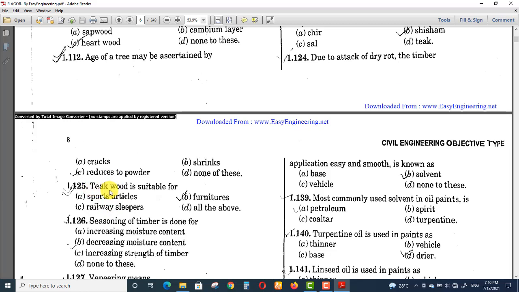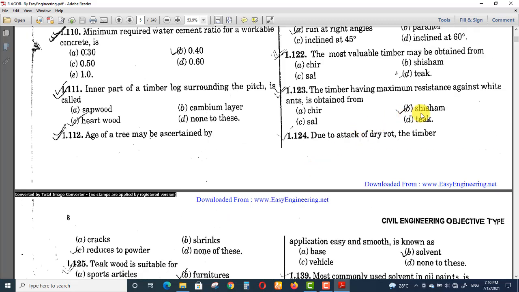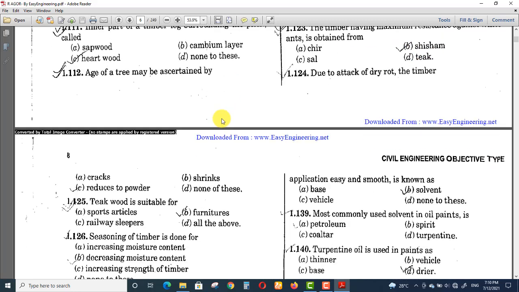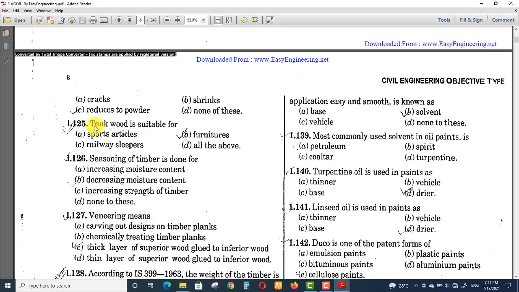Again, this is a question related to teak wood. As we have discussed, teak wood is the most valuable and good timber. So this question is related to teak. Teak wood is suitable for, obviously, furniture, because for furniture we need the best wood available.